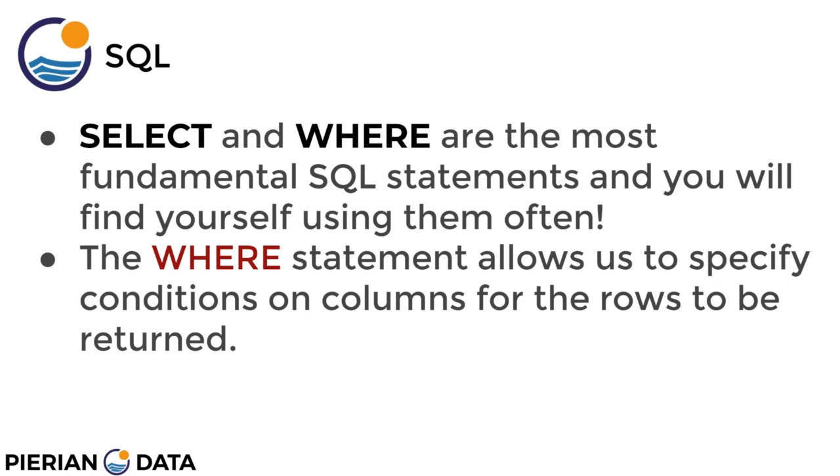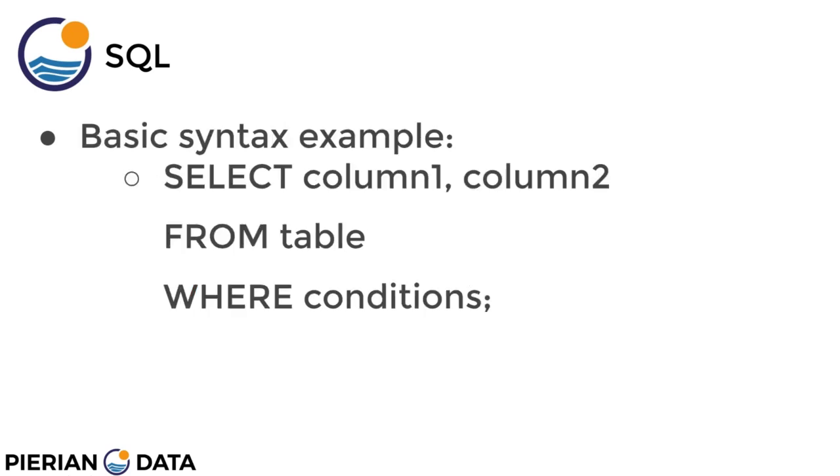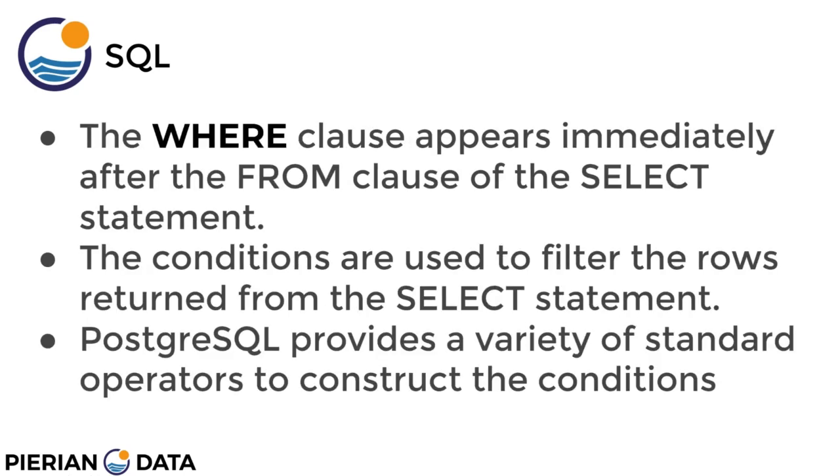The where statement allows us to specify conditions on columns for the rows to be returned. The basic syntax would look something like this. We decide on what columns we want back, so we'll say select column 1, column 2, etc. And then we decide what table we want those columns from, and then after that we can describe conditions. So we'll say where, and then some manner of conditions. So let's actually go into detail of what those conditions are like.